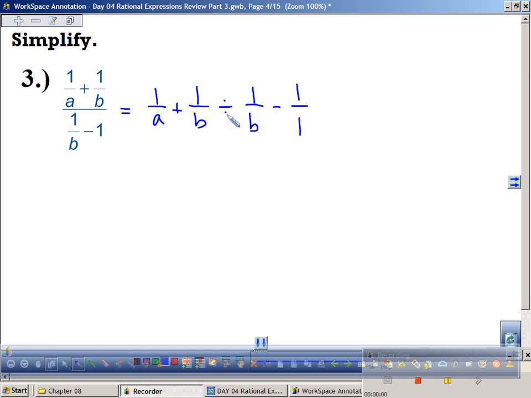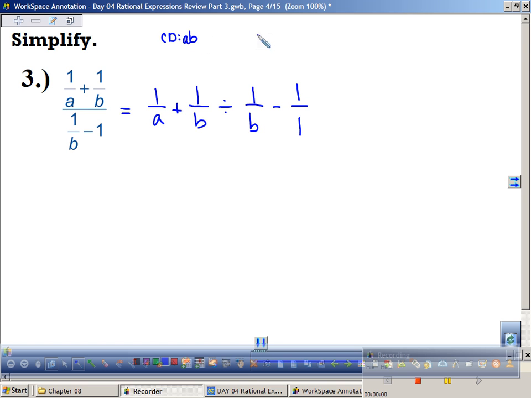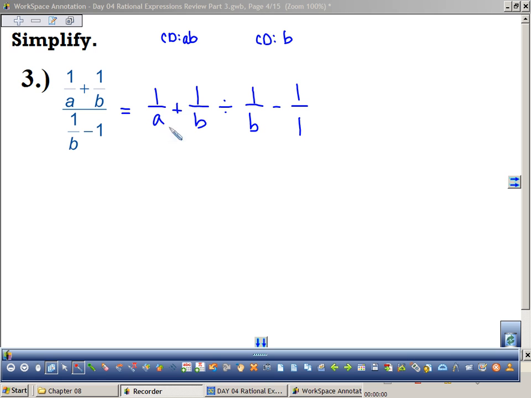I don't really want to flip that yet, right? Because I got all these fractions. So let's concentrate on one side at a time. What do I have to do with this side? I got to come up with the common denominator. What's the common denominator over here? And what's the common denominator over here? B. So let's change it. The common denominator here is AB plus AB.